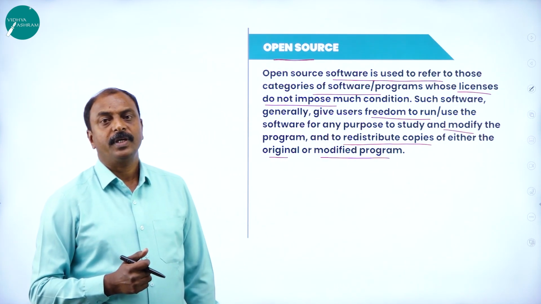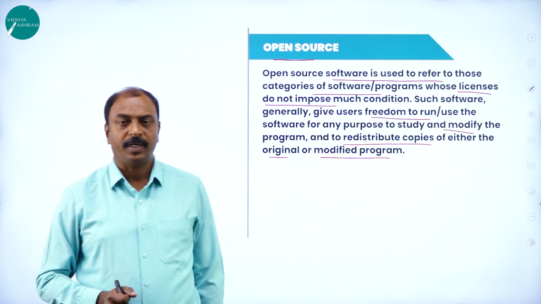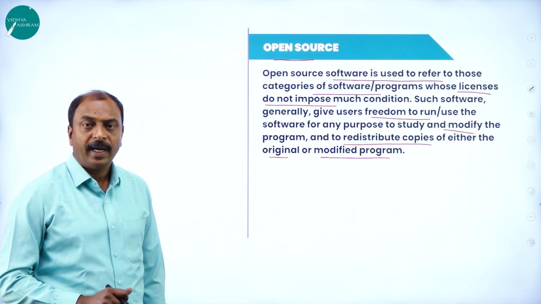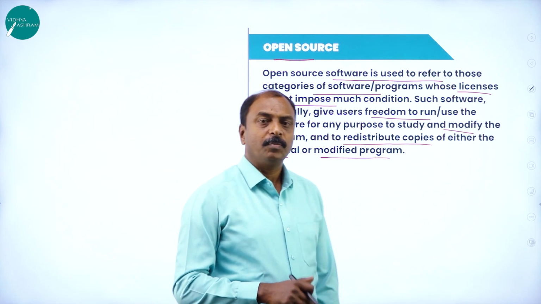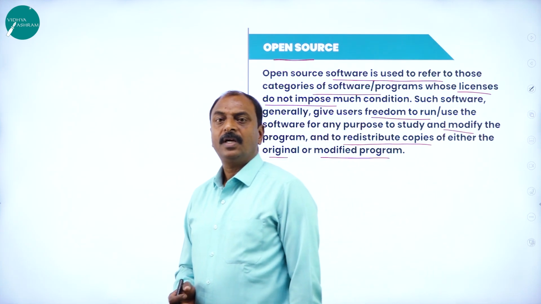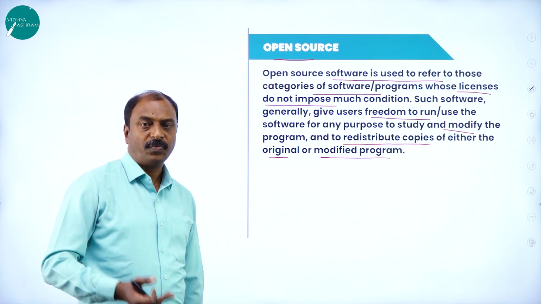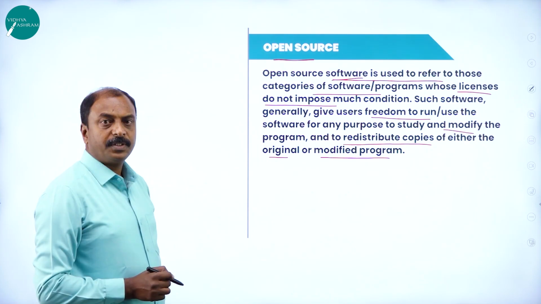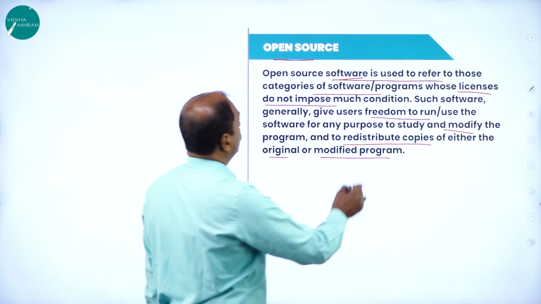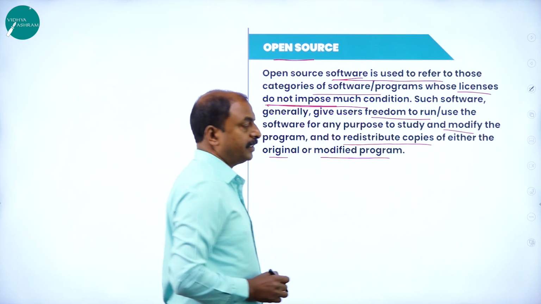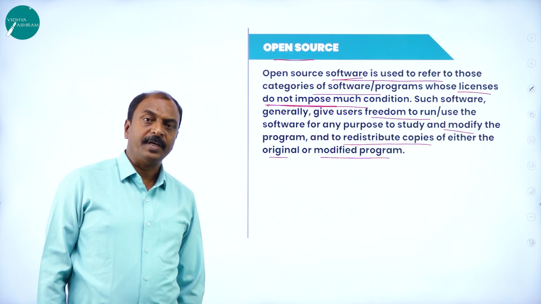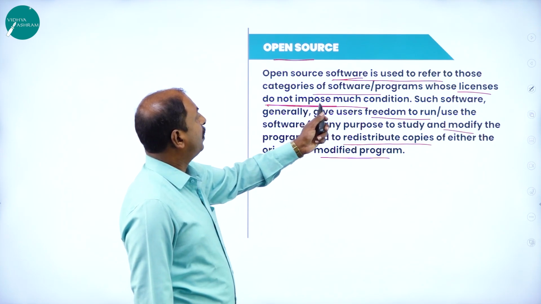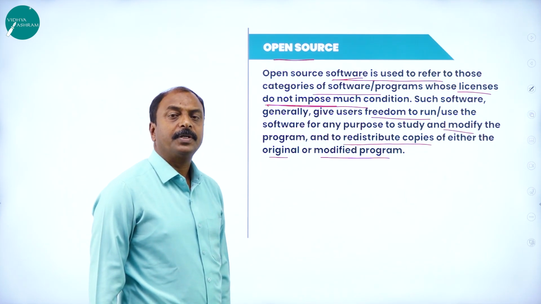Now, in our day-to-day life, we come across different types of software, and for most of the software we use, we have only been given permission to use it, and we don't have any permission to modify or change the software, or we are not supposed to copy it. But if we talk about the concept of open source software, this is a type of software whose license does not impose much condition. Generally, each and every software has its own license. With respect to this concept, the license will not impose many conditions on the particular software.